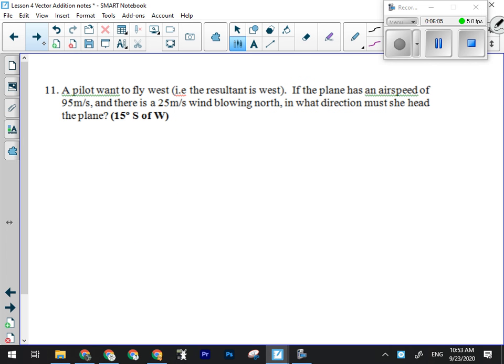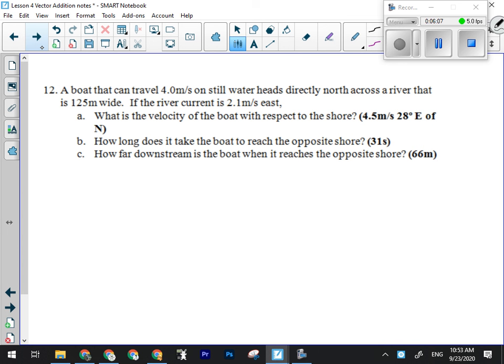And that's another one that's just like that one, so we'll skip that one. This one is the other kind of boat question. You're not going to end up going straight across this time. The resultant's going to be somewhat downstream, and you have to find out how far downstream you get, how long it takes you to get across, all of that kind of stuff. So I want you to try that one.